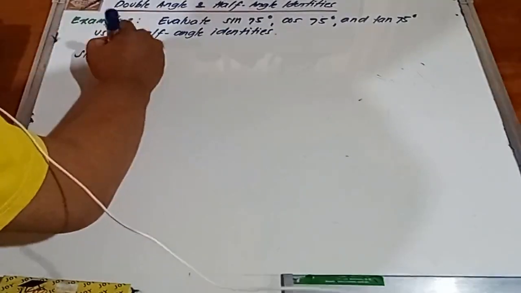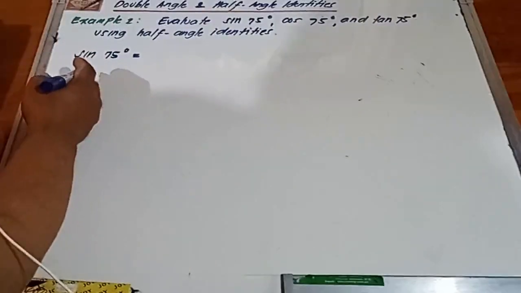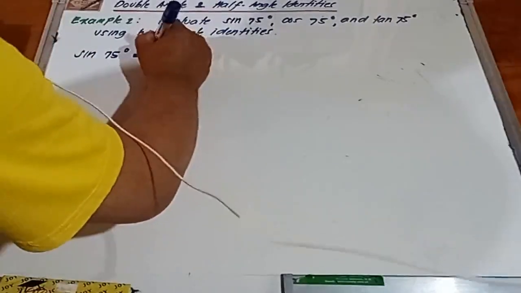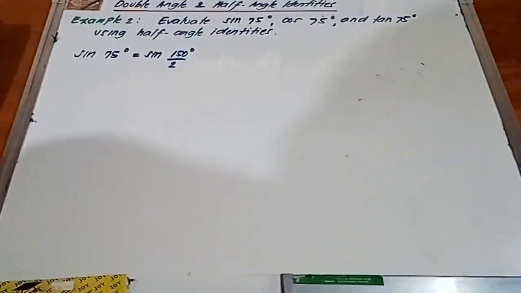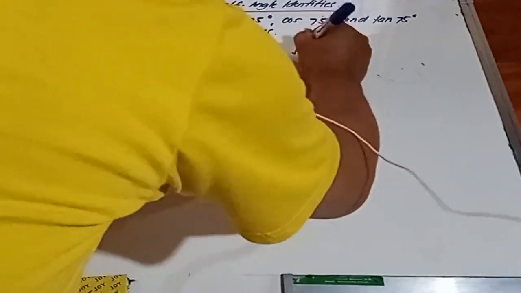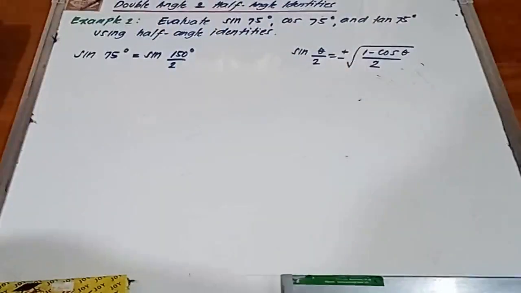Sine 75 degrees. And 75 degrees is half of 150. So this is the same as sine 150 degrees over 2. Okay, so gagamitin natin yung ating half angle identity for sine. So that is sine theta over 2 is equal to plus or minus square root of 1 minus cosine theta over 2. So, yun ang gagamitin natin para ma-evaluate natin si sine 75 degrees.